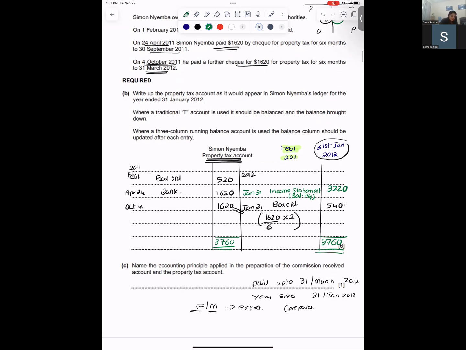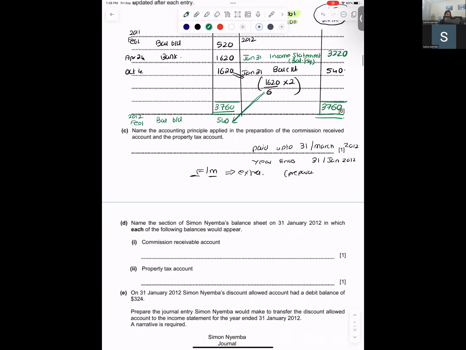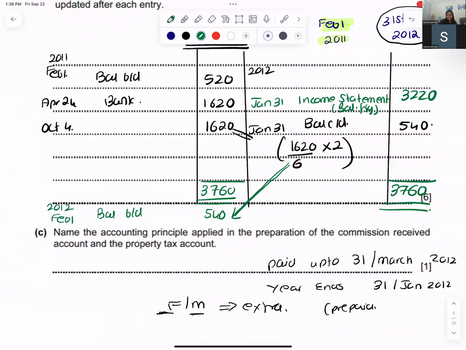What you do not have to forget is to bring down the balance on the first date of the next financial year. So this will be balance brought down 540. Let's go to the next part. What is the next part saying?